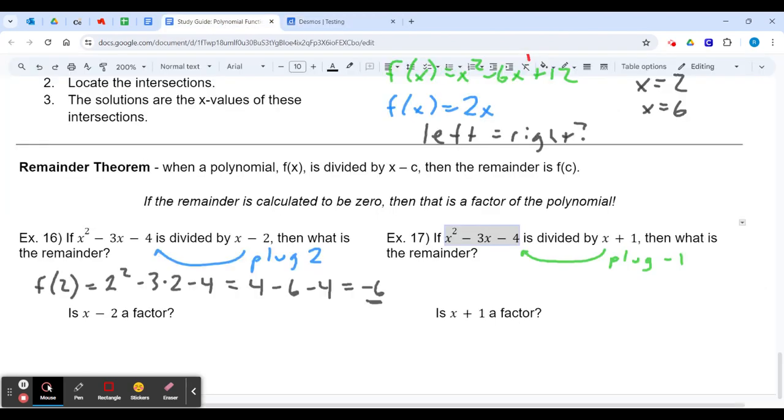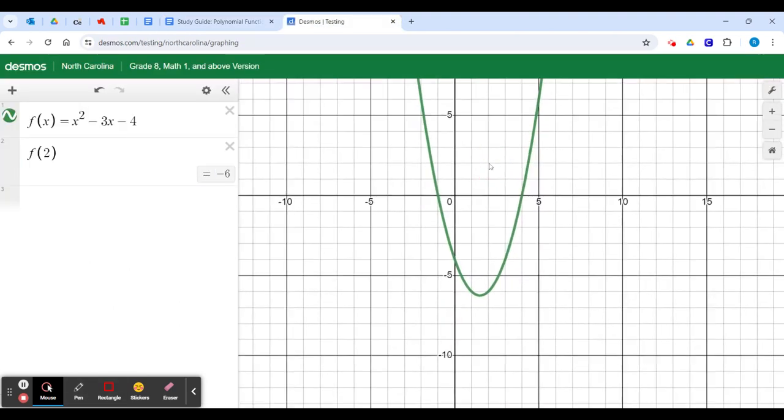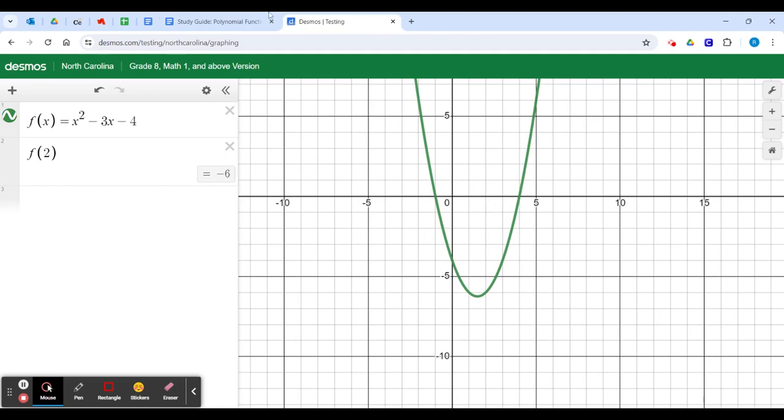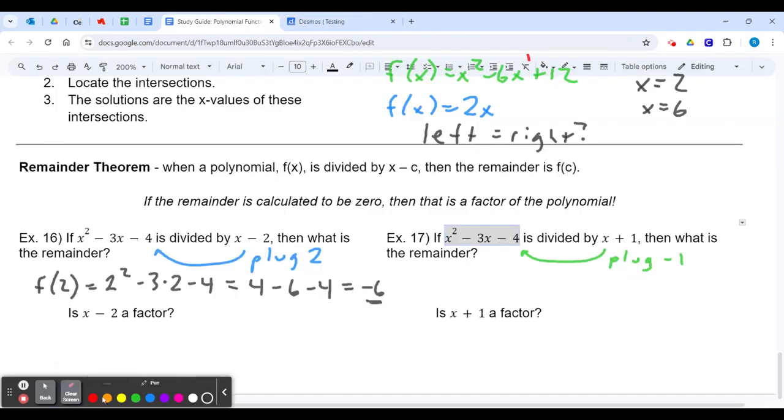So in this case, since our evaluation or remainder is -6, that means our graph is not hitting 0 at the x minus 2 or at a 0 of 2. If you look at x equals 2 on your graph, you notice that our graph is not 0 there. So in this case, no, x minus 2 is not a factor.